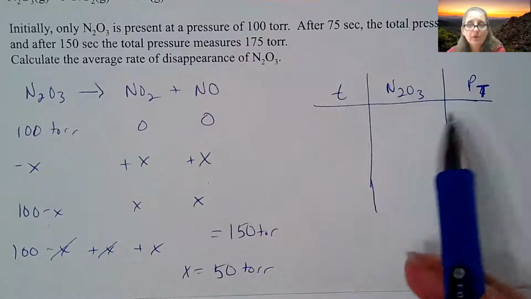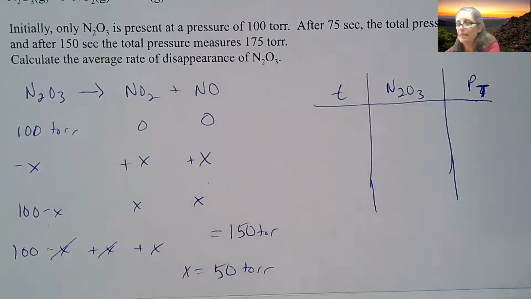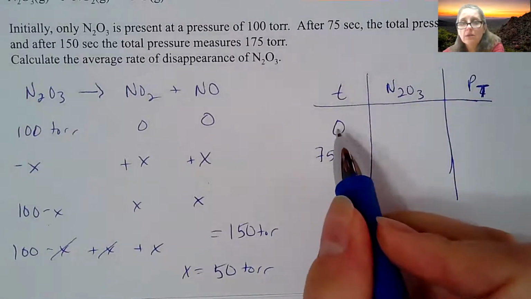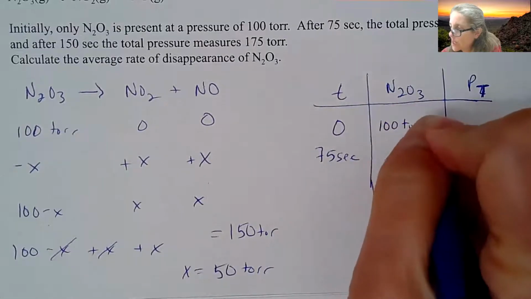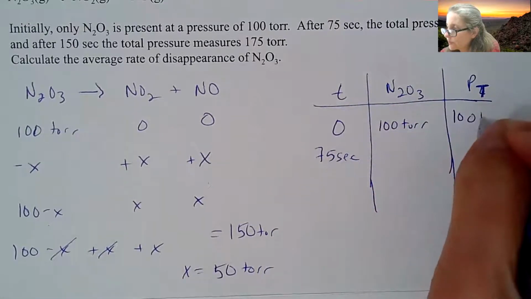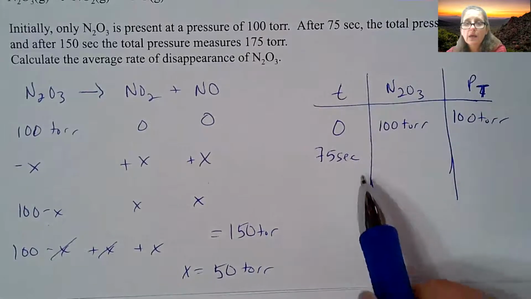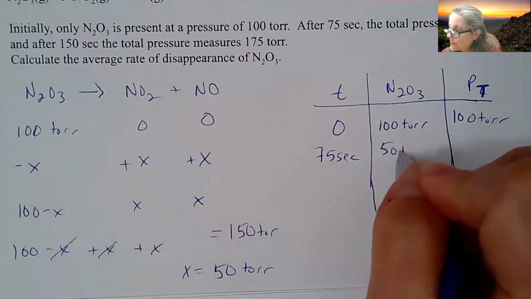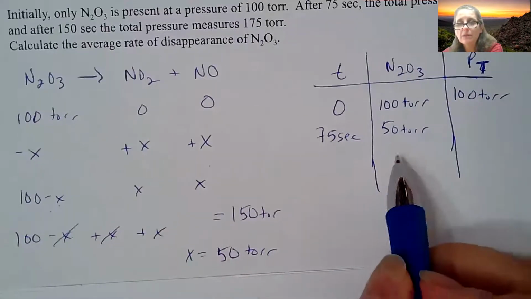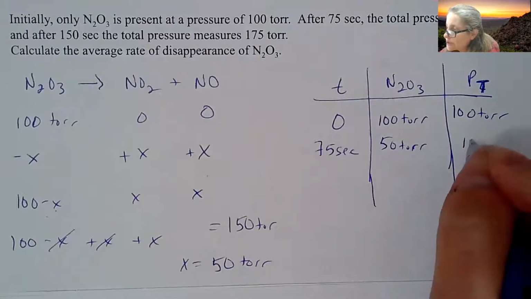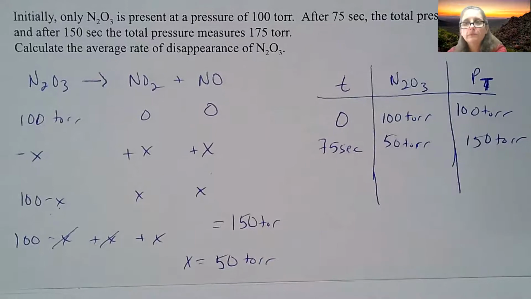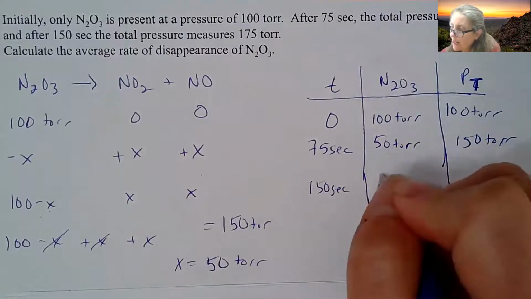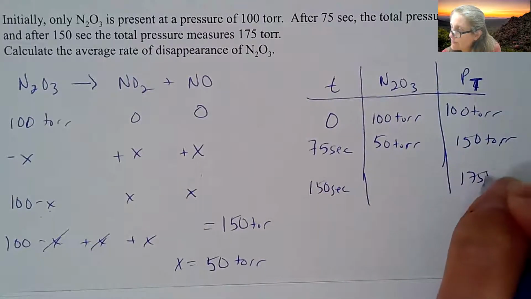So I started a table over here just to kind of organize the information. So if you see it later, you can see where I went with this. So after 75 seconds, okay, starting at 0, I had 100 torrs of my starting material, and my total pressure was due to just my reactant. But after 75 seconds, I started to make product. So I have 50 torrs, because again, 100 minus 50 gives me 50 torrs. And then my total pressure was given in the problem as 150. Okay. So then I have another time point at 150 seconds, and I have a total pressure of 175 torrs.